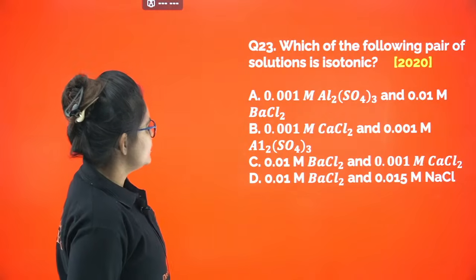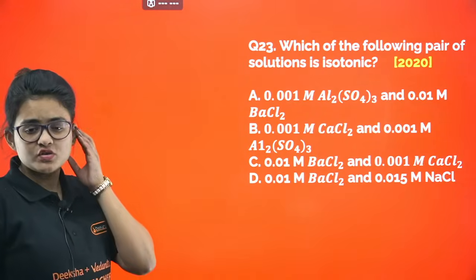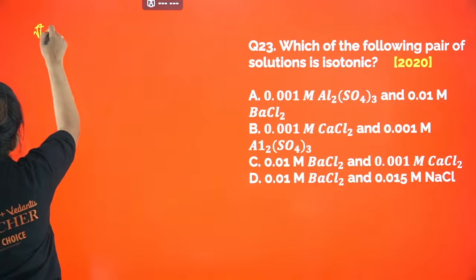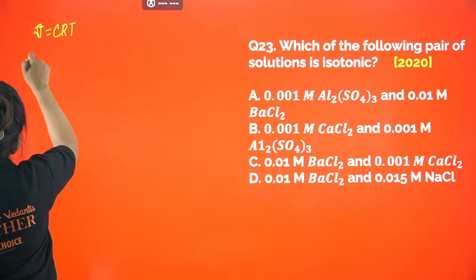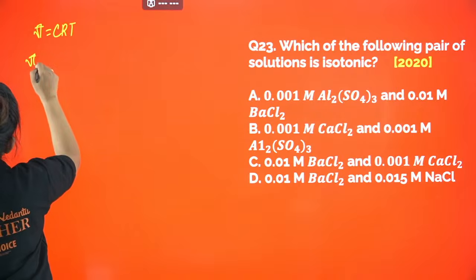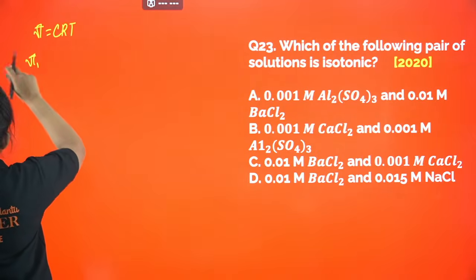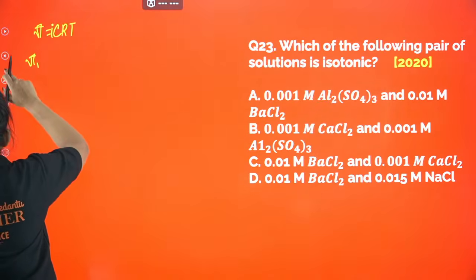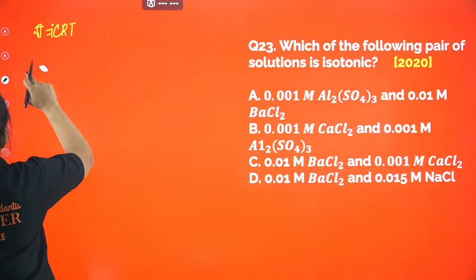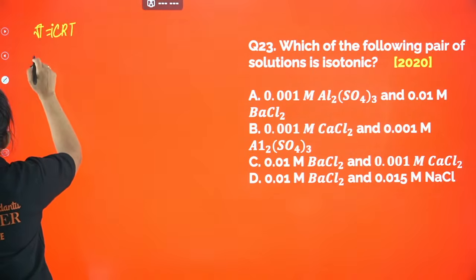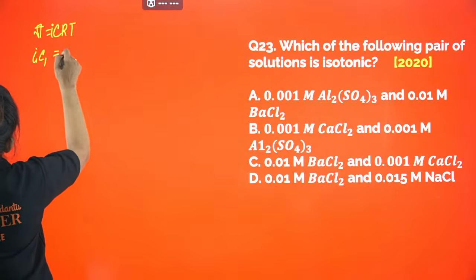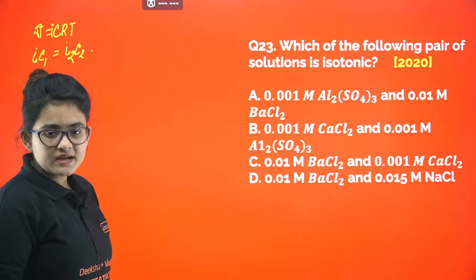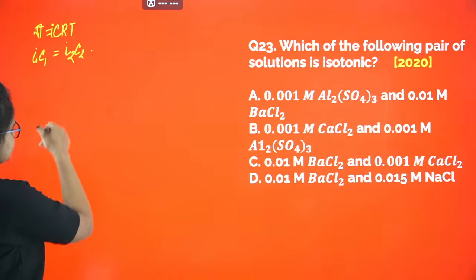Which of the following pair of solutions is isotonic in nature? Isotonic means osmotic pressure must be similar. So here if I write pi equals CRT, let me just mention the i as well. From here I can write i1C1 equals i2C2, because R and T are the same, right? So we will check for each and every solution if these values match.